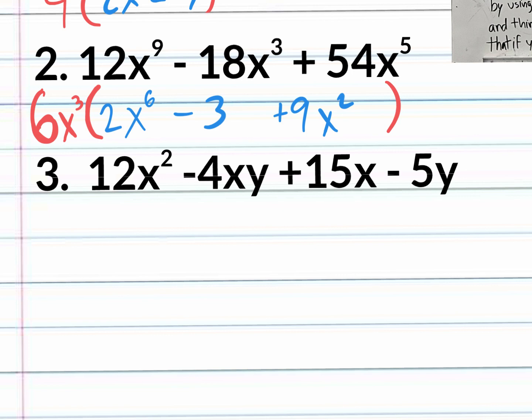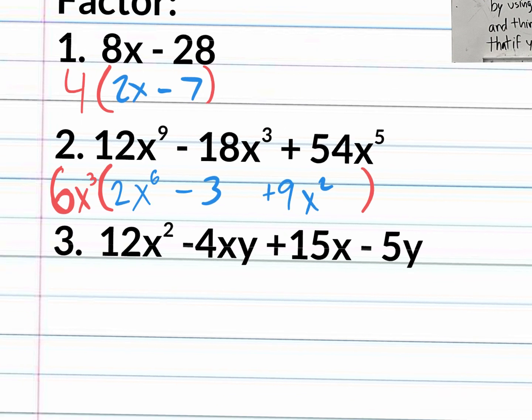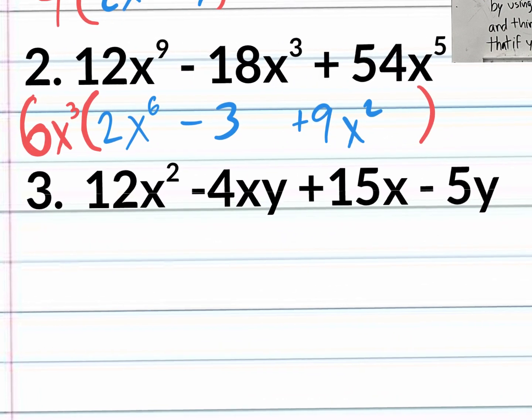Let's move on to the next one. It's funny because we started with 2 terms, and we pulled out the GCF. 3 terms pulled out the GCF. We now have 4 terms. So what's the GCF on that one?